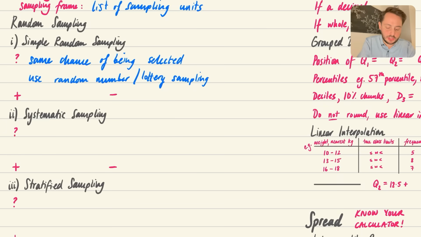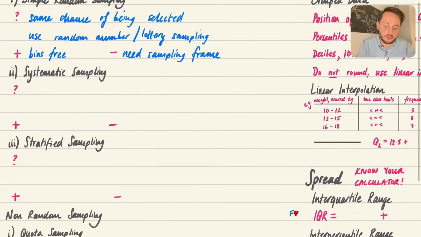And what's the advantage of this? Well, the advantage is that it's bias-free because it's completely random, but the disadvantage is that you need to have a sampling frame. In other words, you need to know all of the possible things that you might be picking from, and that's not always going to be available.